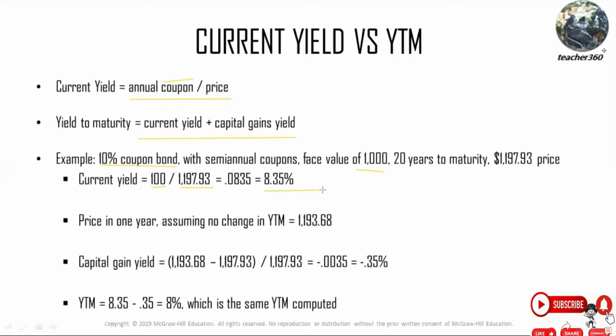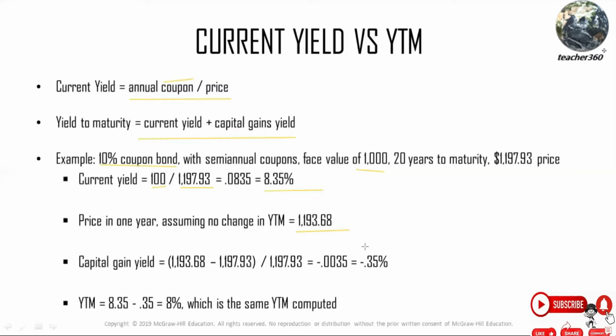We can assume that after 1 year the bond price changes to 1193.68. So we can find the capital gain. The price after 1 year is 1193.68, and the bond price now is 1097.93. So the bond price after 1 year minus the current bond price, divided by the current bond price, gives the capital gain yield of 0.35%.